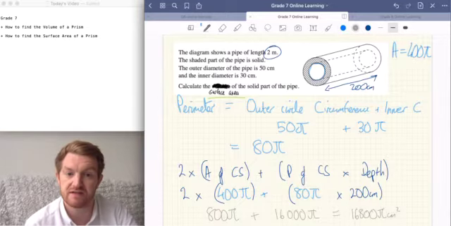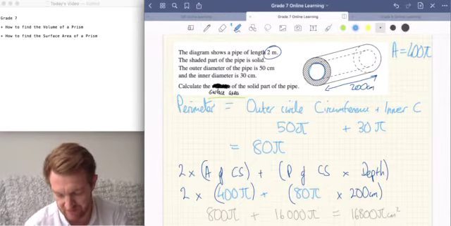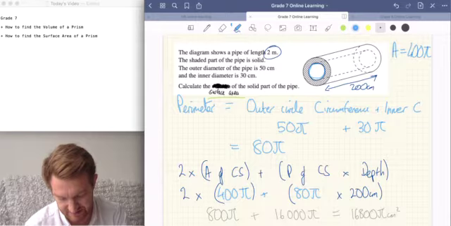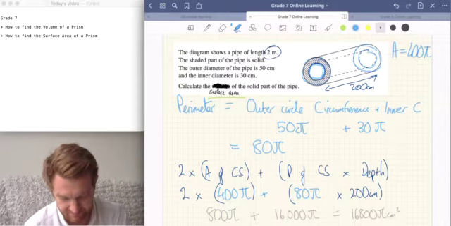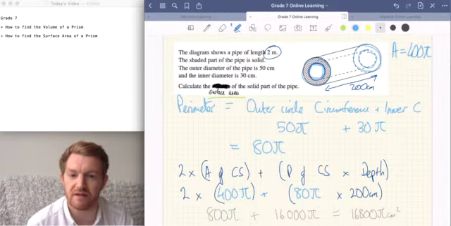So we can still use the same formula, we just have to be a little bit clever, and we can think about it as the inner and the outer as the perimeter. So essentially that and that is the perimeter. And we can then use the same formula as normal.